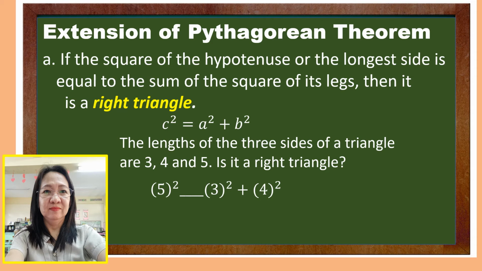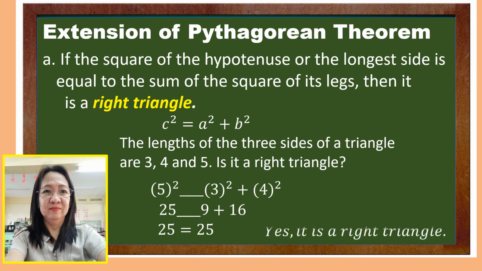So the square of 5, blank, then the squares of the two legs, which are 3 and 4. The square of 5 is 25, the square of 3 is 9, and the square of 4 is 16. Then adding 9 and 16, that is 25. We observe that the left side and the right side are equal. So 25 is equal to 25. Of course, we can conclude that this is a right triangle.